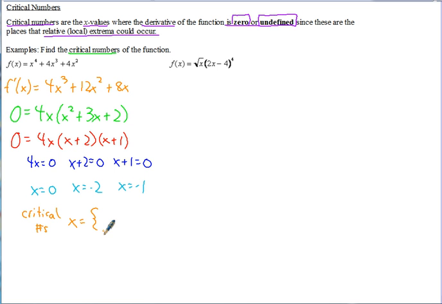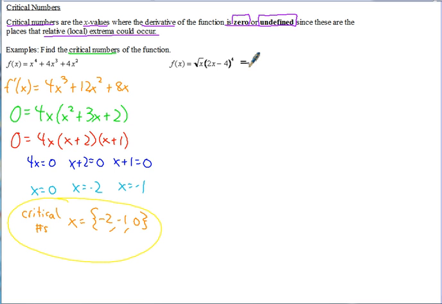You can write them in a bracket: we got -2, -1, and 0. So these are the 3 x values where we might have a local minimum or a local maximum. It doesn't guarantee there's one, but these are the only x values where there might be one. All right, let's take a look at one more that's a little bit more complicated.